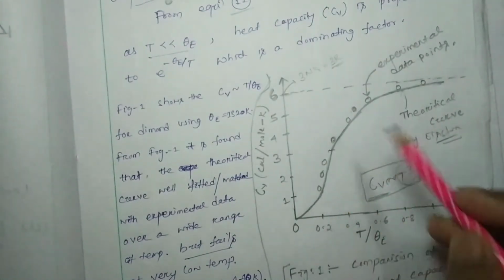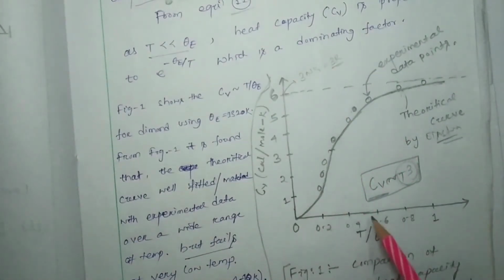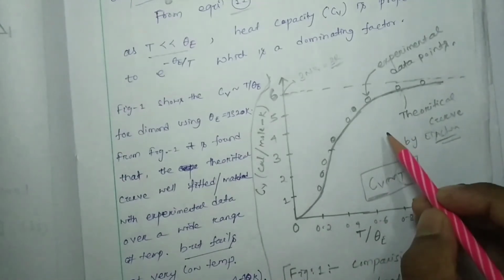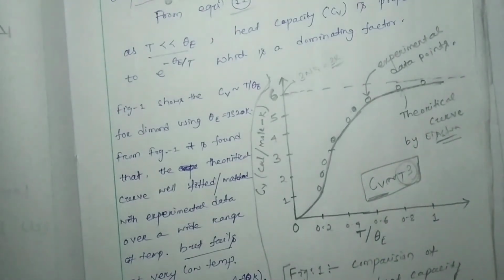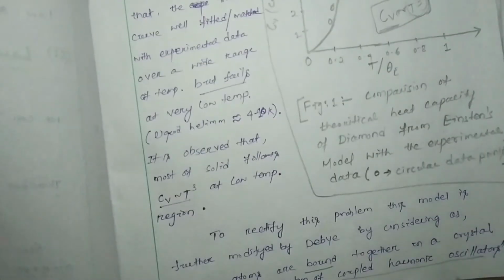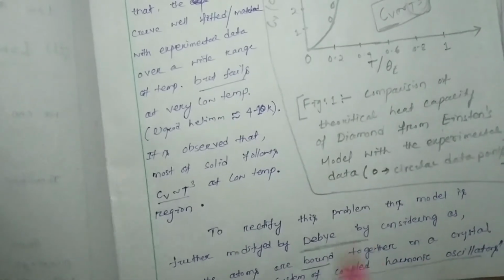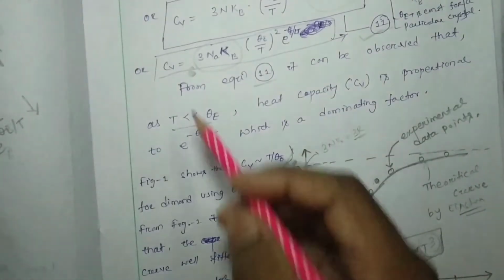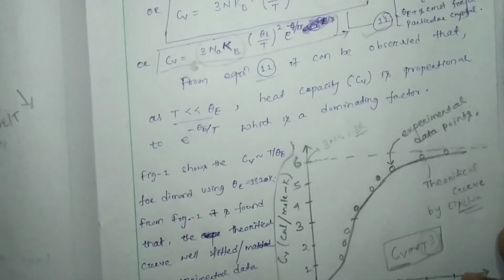But Einstein told that it decreases with decreasing temperature exponentially. That is contradicted. That means there is a lacuna we found in Einstein's theory, which is further modified by Debye. Okay, so these things I have written over here. I am just reading, you just watch it.